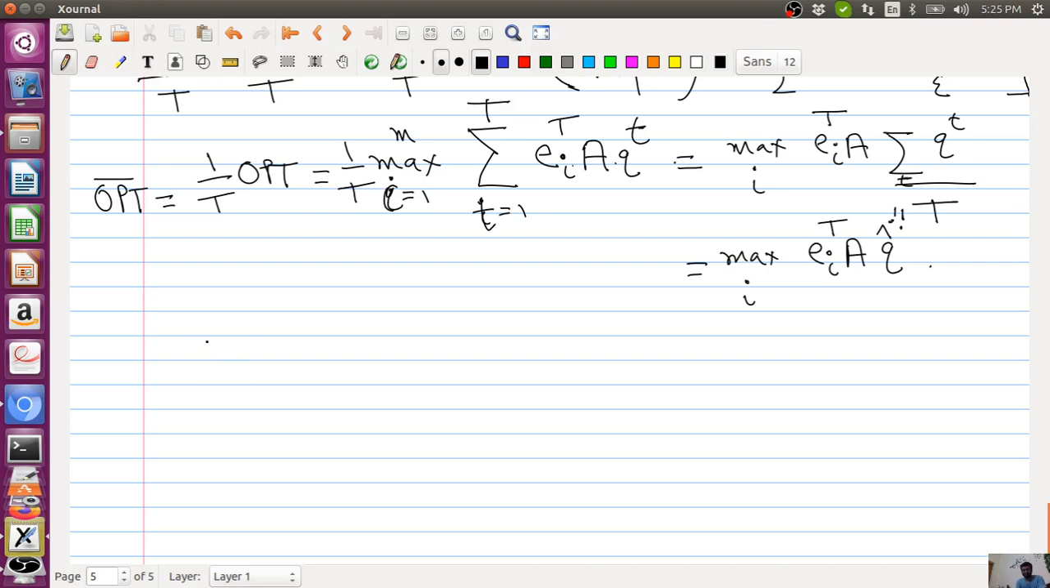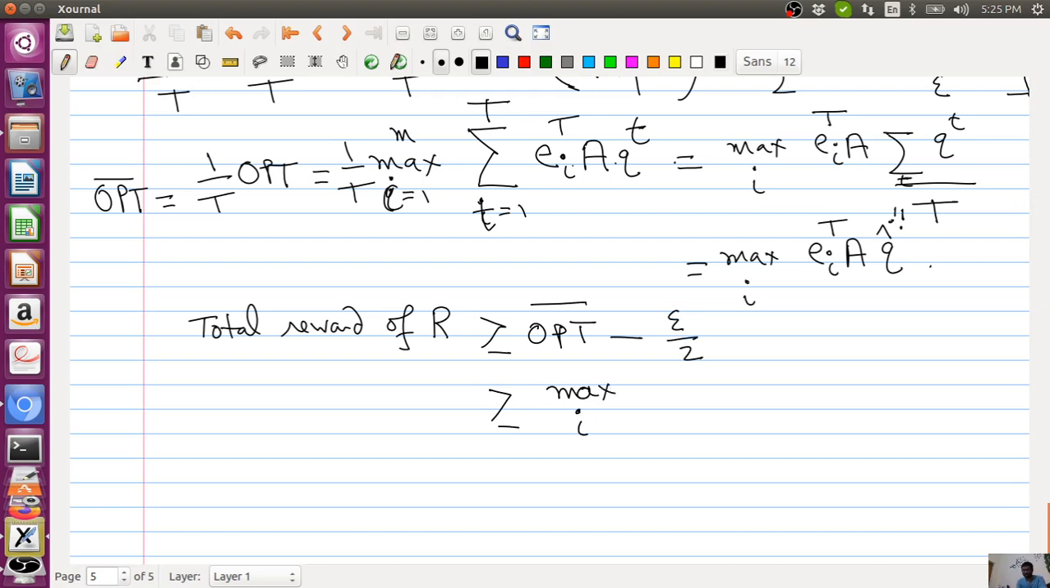So what we have shown is that the total reward of R is greater than or equal to opt bar minus epsilon over 2, and opt bar is equal to max over i of e_i transpose A Q hat, minus epsilon over 2.